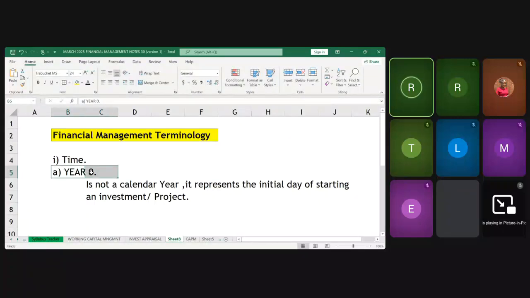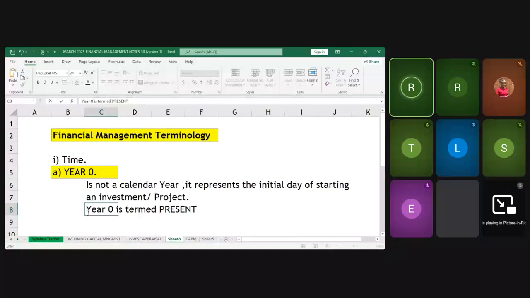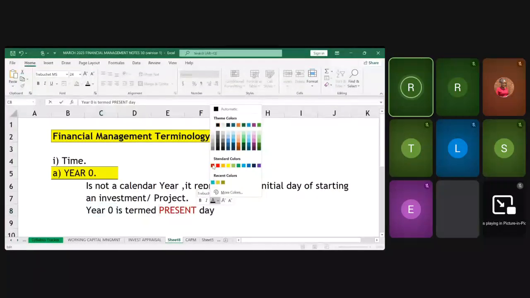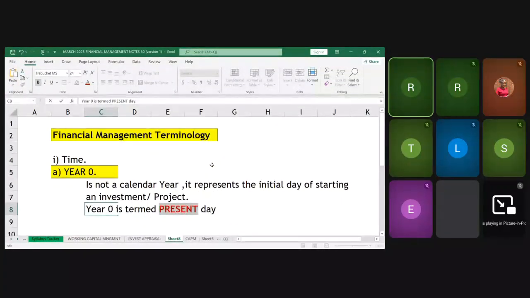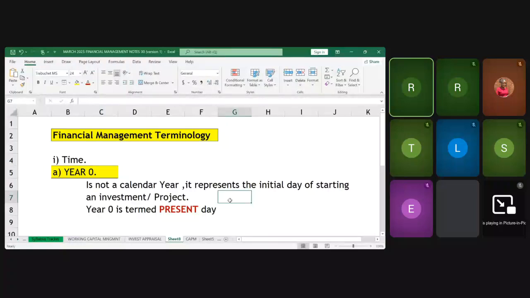Right, question? That is our year zero here. What do we call year zero? Year zero is termed present. All right, present day. Under financial management, the word present is what we refer to as year zero. The present day is our year zero here.